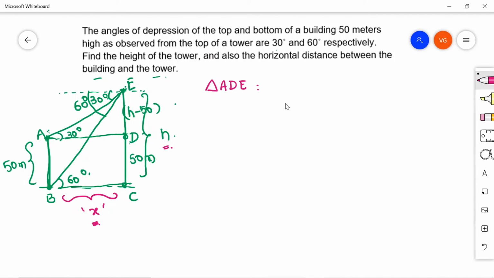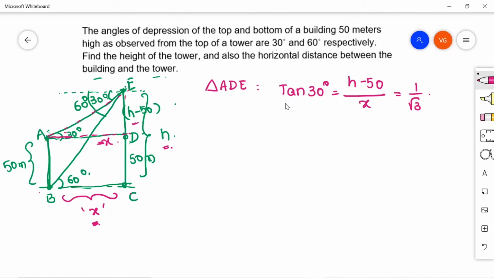ADE. From triangle ADE, tan 30 degrees is equal to opposite divided by adjacent. So if you are talking about this triangle ADE here, opposite is h minus 50 divided by adjacent, which is x, right? If BC is equal to x, AD is also parallel, that is also equal to x here. So this is equal to 1 by root 3 here.